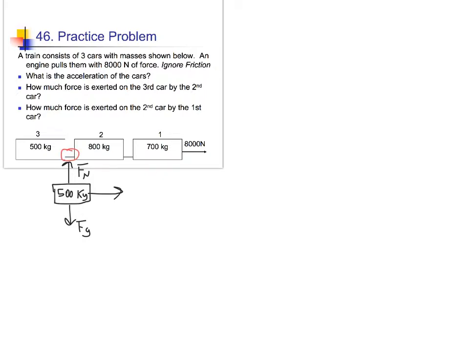And so I'm just going to call that the force of car 2 on car 3. Up next we have that middle car, and so that's going to have a normal force and a force of gravity as well. Now that middle car is being pulled by the connection between 1 and 2, so I'm going to say this is the force of 1 on 2. And we keep in mind that this connection between 2 and 3 still exists, and that affects both objects. So we also have a backward force here, and that's the force of 3 on 2.